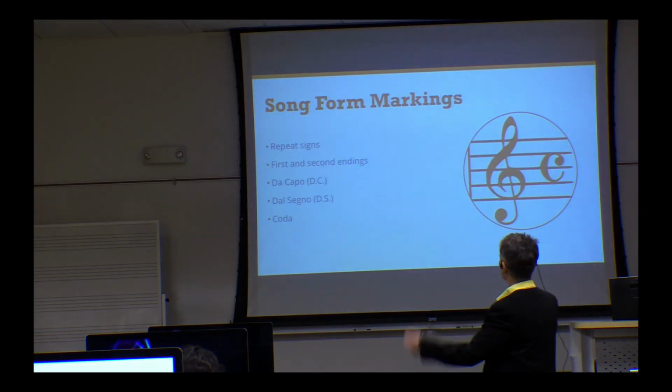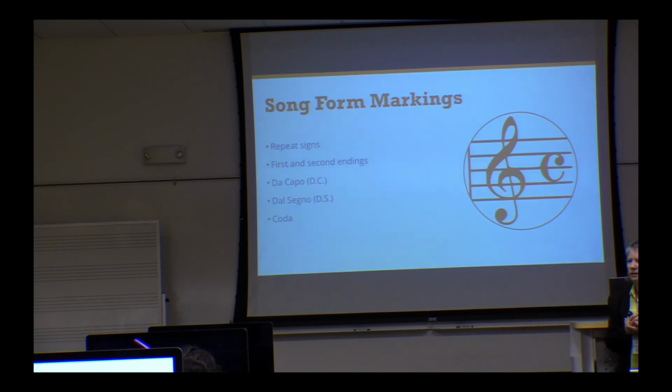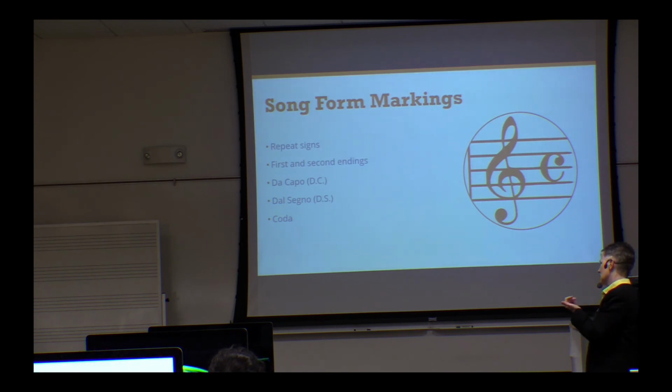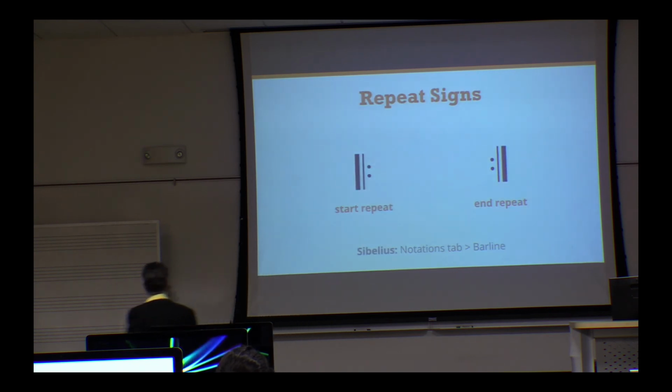See what kind of fun we have in store today. We're just going to talk about basic song form markings. It's Monday. Song form markings, many of which you may already know. We just want to make sure everybody's got them under their belt and understands how they work. Not everybody does, and that's okay. That's what we're here for. We're going to look at all these repeat signs, first and second endings, da capo, del segno, and coda.